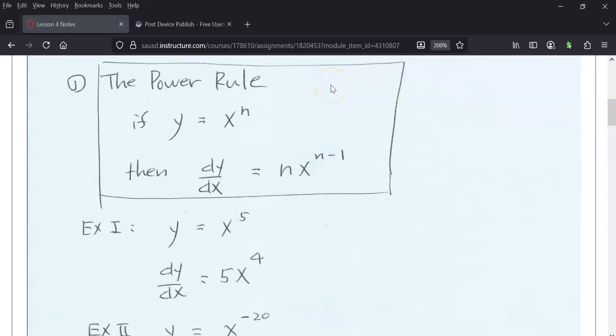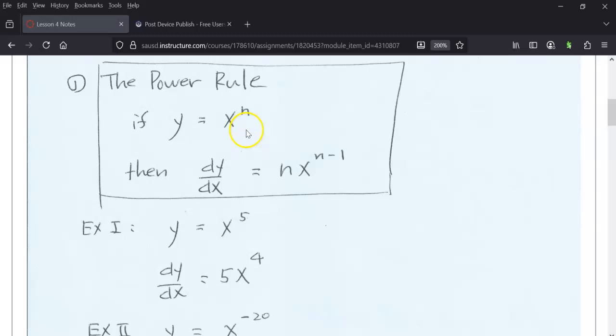In this section, we're going to learn some rules to take the derivative. Instead of taking the derivative of any function using the definition of a limit, there's a shortcut. There are rules to remember that will help us take the derivative of any function a lot faster. So the first rule we're going to learn is the power rule.